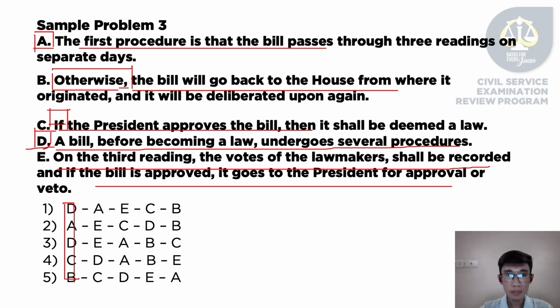So, D says a bill before becoming a law undergoes several procedures. The first procedure is that the bill passes through 3 readings on separate days. Now, kung mapapansin nyo, this is the only instance where procedure is mentioned. No? Wala nang iba. These are the only 2 sentences where procedures are mentioned. Right? And these are the 2 likely candidates pa. Pero, di ba?